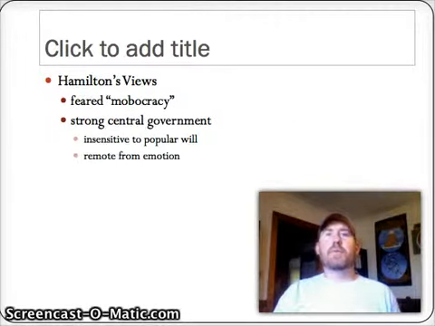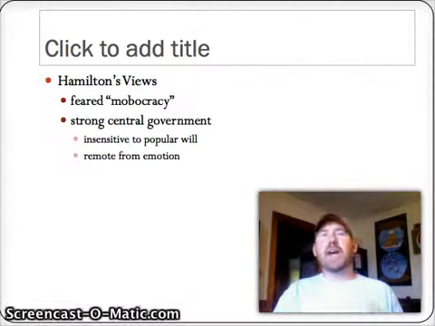Now, Hamilton's viewpoints are going to be completely opposite of Jefferson's. First of all, he's a Federalist. He's one of the people who had a great fear of what was called the mobocracy after Shays' Rebellion, and advocated for a much stronger, much more centralized form of government in America. So he favored a strong central government. He was very insensitive to popular will.